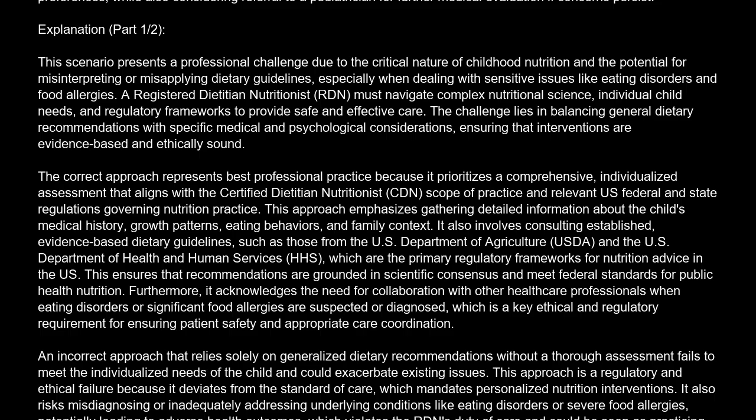An incorrect approach that relies solely on generalized dietary recommendations without a thorough assessment fails to meet the individualized needs of the child and could exacerbate existing issues. This approach is a regulatory and ethical failure because it deviates from the standard of care, which mandates personalized nutrition interventions. It also risks misdiagnosing or inadequately addressing underlying conditions like eating disorders or severe food allergies, potentially leading to adverse health outcomes, which violates the RDN's duty of care and could be seen as practicing outside their scope if they attempt to manage complex conditions without proper referral.